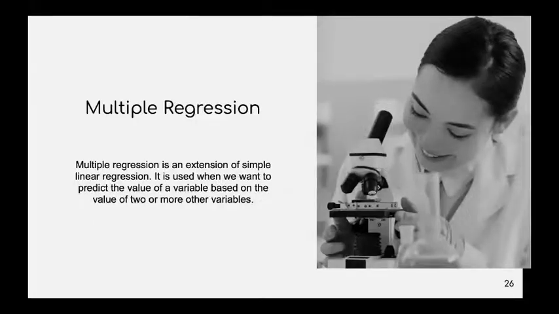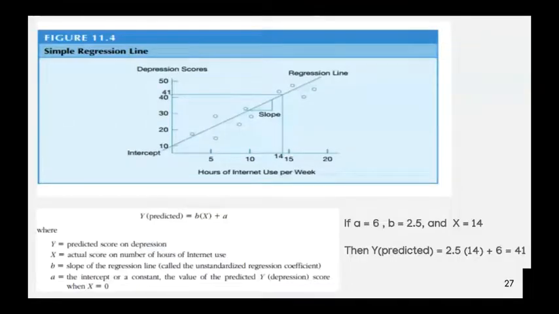Next, we have multiple regression. Multiple regression is an extension of simple linear regression. It is used when we want to predict the value of a variable based on the value of two or more variables. As you can see here, this is actually a simple regression line. It is the best fit for all points of scores on the graph.